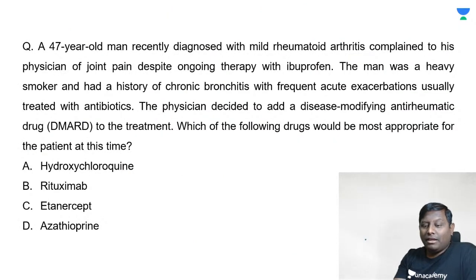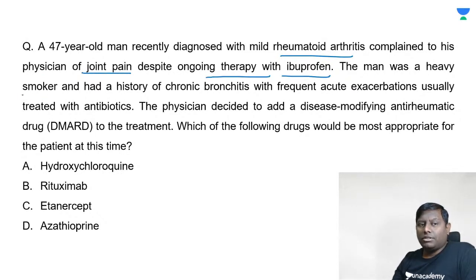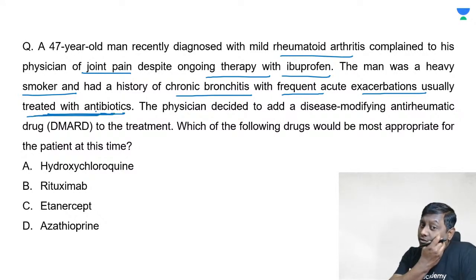There you go. Now you have a 47-year-old man who is diagnosed with mild rheumatoid arthritis, and complained to the physician of joint pain despite ongoing therapy with ibuprofen. The man was a heavy smoker and had a history of chronic bronchitis with frequent acute exacerbations, usually treated with antibiotics. So he is having an acute exacerbation. The physician decided to add a DMARD, disease modifying anti-rheumatoid drug. Which of the following drugs would be most appropriate for the patient at this time?